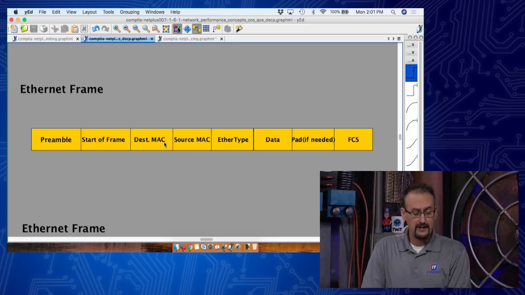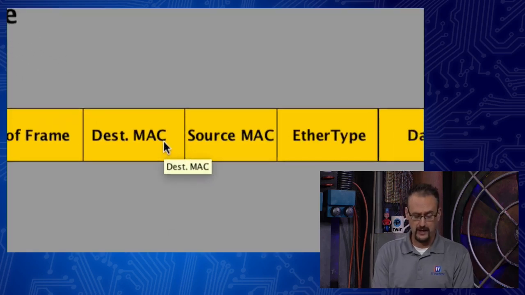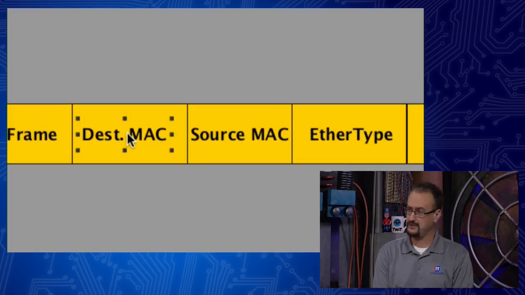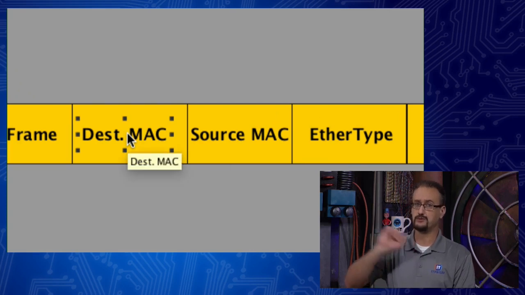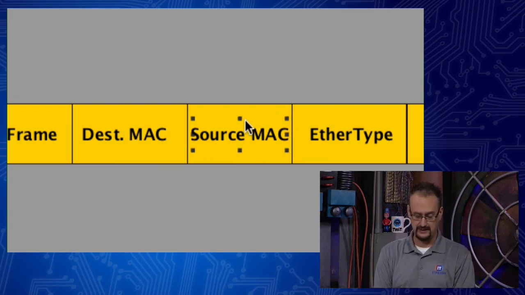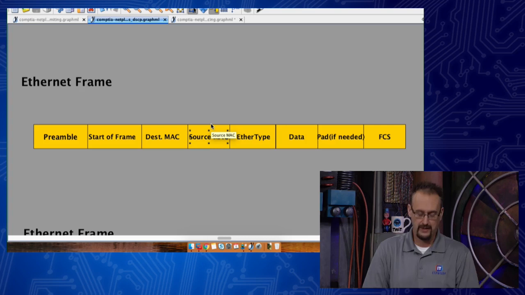All right? Now, you probably remember that we've talked about these. We've got a destination MAC address. That tells the switch where it is going. Source MAC address says, hey, where'd it come from? Now, the ether type is interesting. You might hear it called ether type.